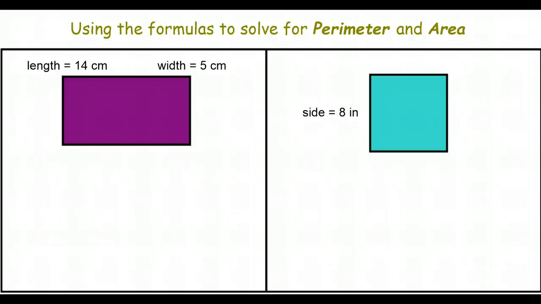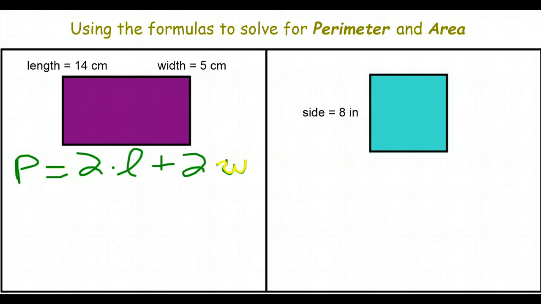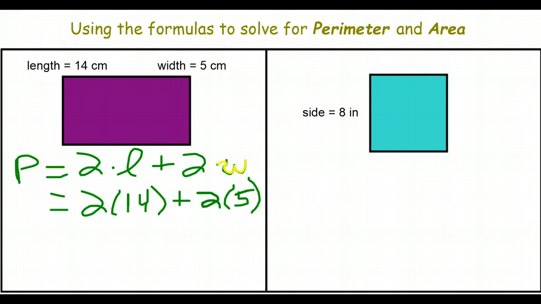So for the rectangle on the left, we want to find both the perimeter and the area. Well, the perimeter is 2 times the length plus 2 times the width. The length of this rectangle is 14. Put that in parentheses there. The width is 5. 2 times 14 is 28. 2 times 5 is 10. So we have 38 centimeters. Remember, for perimeter and area, we always want to have units.